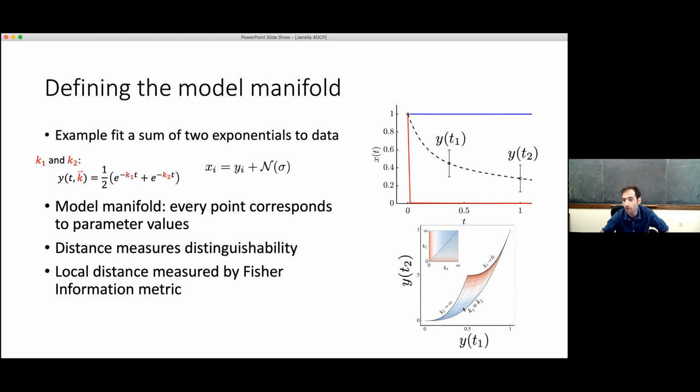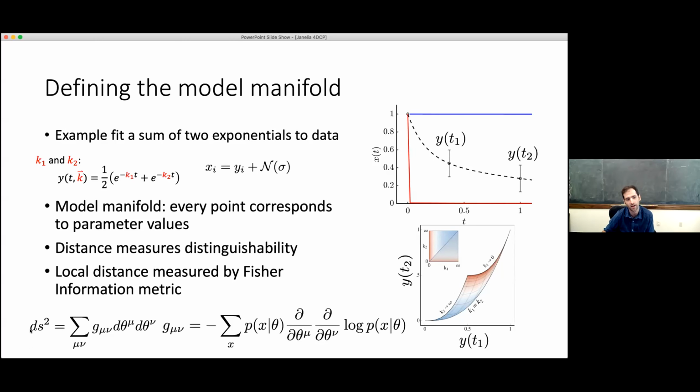So in this plot, models which are close by make similar predictions. They'd be hard to distinguish in an experiment. And models which are far apart make very different predictions, which you could easily tell apart in an experiment. And it turns out that the distance in this space is locally given by the Fisher information metric. So if you know differential geometry, this is really a Riemannian geometry where the metric is given by the Fisher information, which locally measures the distinguishability as I change parameters.